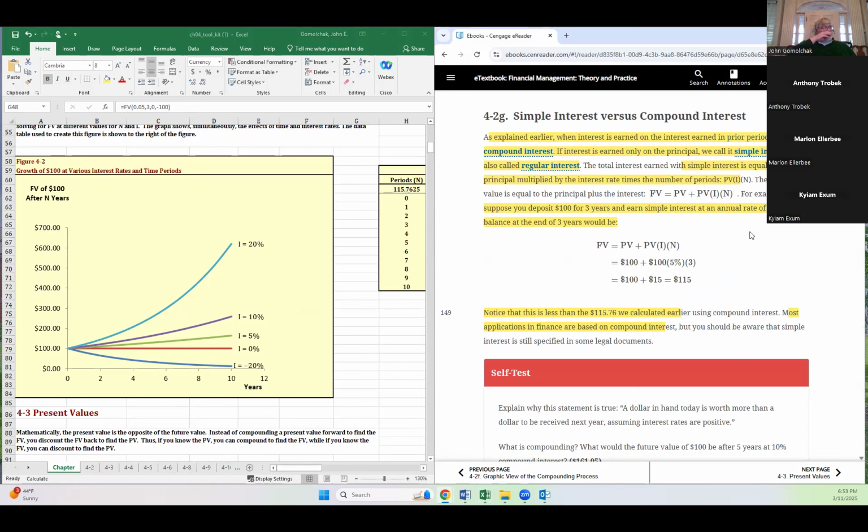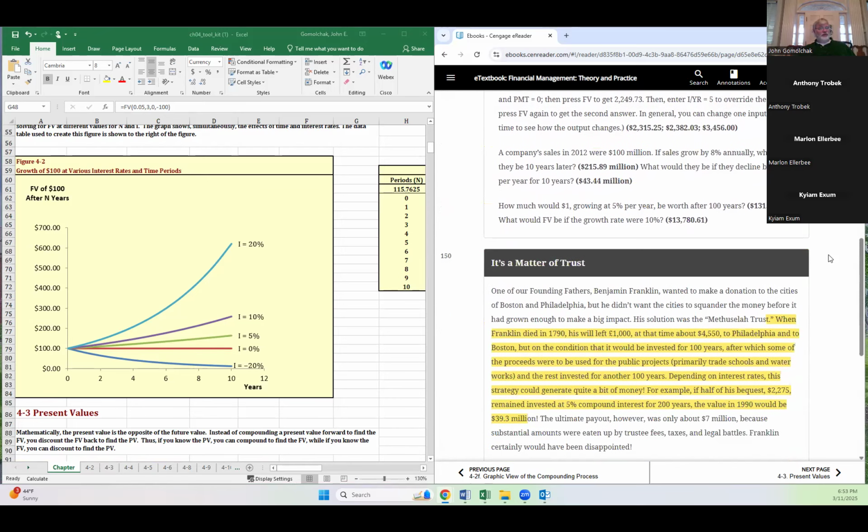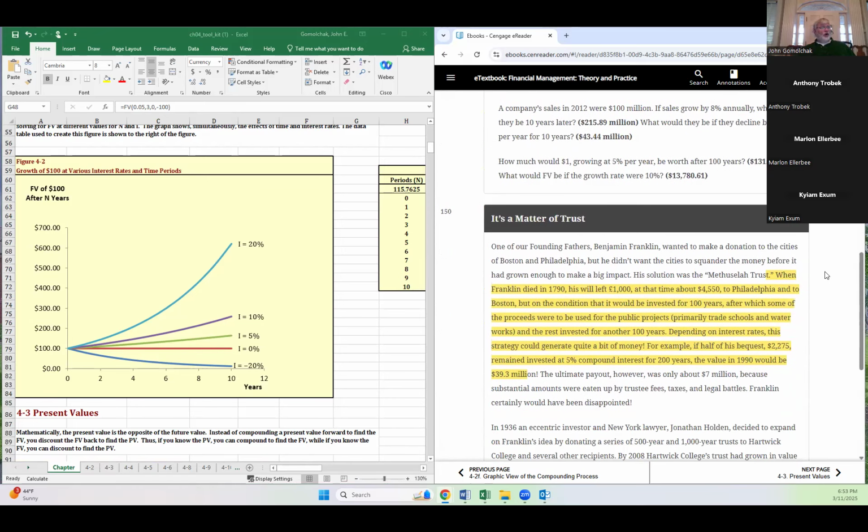So if it was not compounding, then you would end up getting $5 every year. So at the end of 3 years, you would have $115. Okay. I don't know where in the world you could go to do that and get no compounding, but I guess that's a possibility.